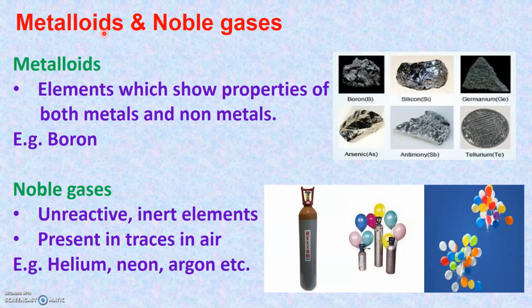Elements are again classified as metalloids and noble gases also. So what are metalloids? Metalloids are elements which show properties of both metals and non-metals. Examples of a metalloid are boron, as you can see here, silicon, germanium, arsenic, antimony, tellurium. These are the pictures of these metalloids.